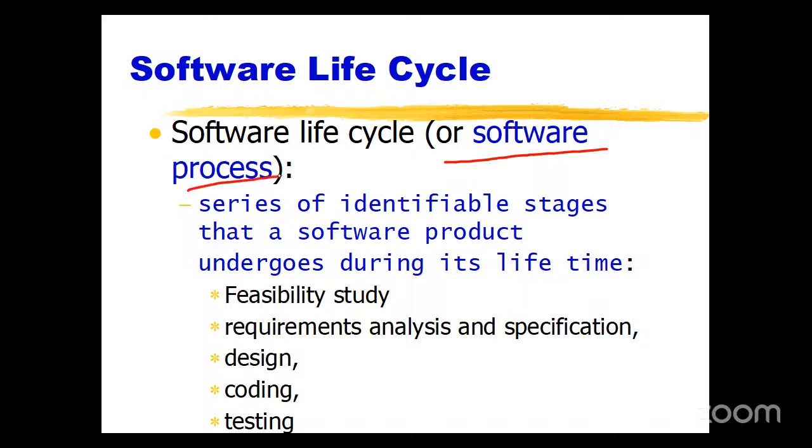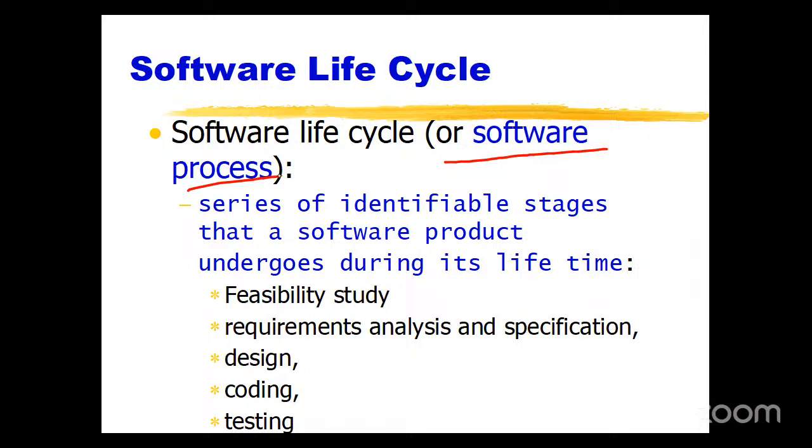So when we are speaking about the process, it is going to be a series of actions or discontinuation of actions. When you speak about the process, is it continuity of actions or discontinuity of actions? What kind of action is it? Continuity. Fine. So a series of identifiable stages that a software product undergoes during its lifetime. So software process is a series of identifiable stages.